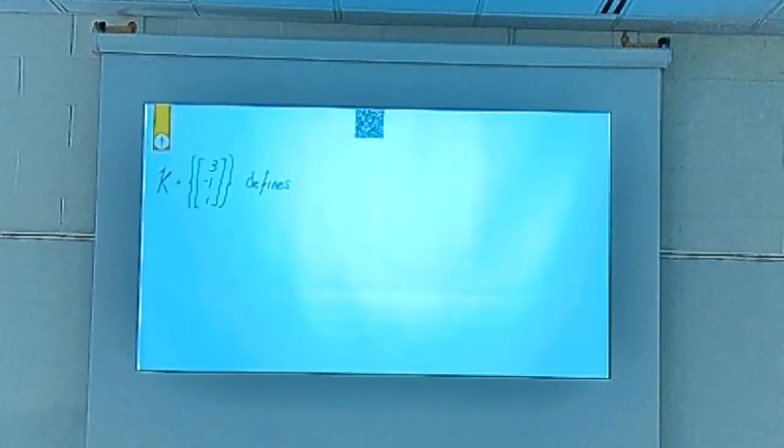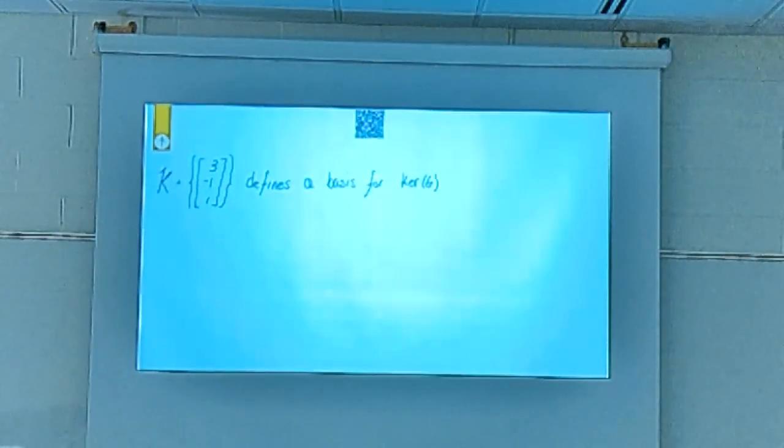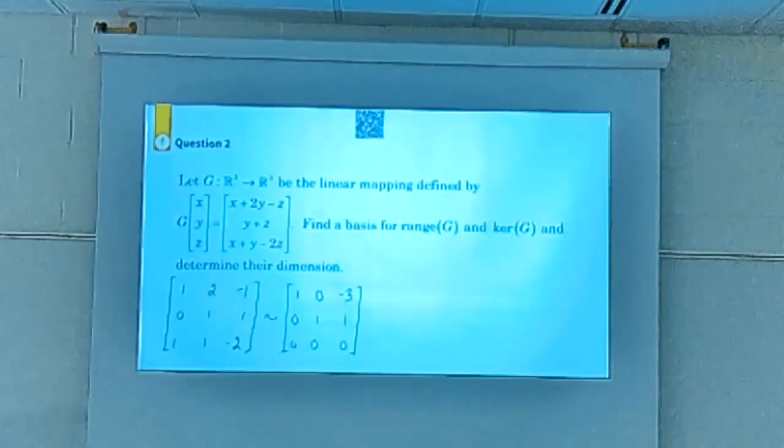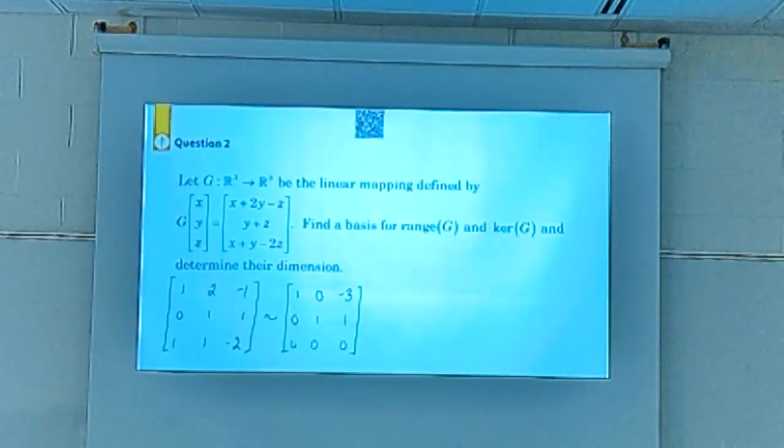This time I'll use the terminology defines. How many vectors should be in a basis for the range? What are they? The vectors. Yeah, what are the two vectors? 1, 0, 1 and 2, 1, 1.